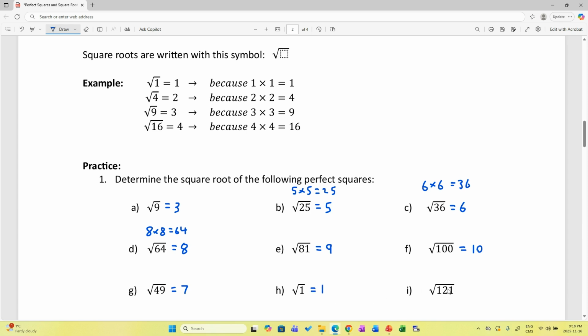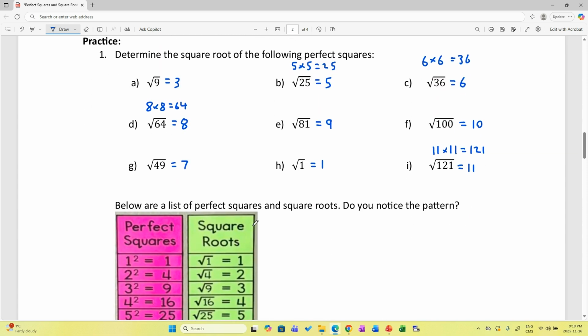The square root of 121. What two numbers can multiply by itself to get to 121? How about 11 times 11? That gets me 121. Hence the square root of 121 is just going to be 11.